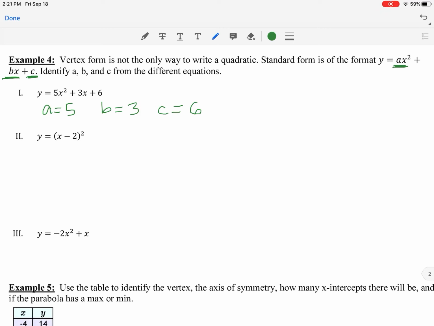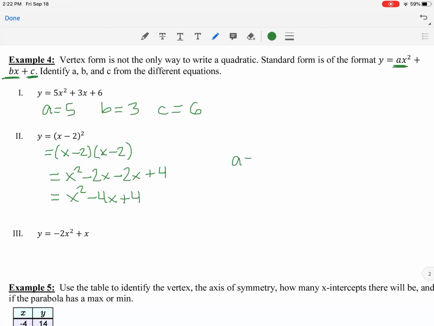On part 2, it's not quite in standard form yet, so we have a little simplifying to do. Remember, when you square something, it means that something, whatever it is, times itself. So we need to write this out as x minus 2 times itself. And then we need to actually multiply that together because we are not in standard form. So when I multiply that, I get x squared minus 2x minus 2x again plus 4. And then I can combine like terms. And now I'm ready. I have my x squared term, my x term, and my constant.